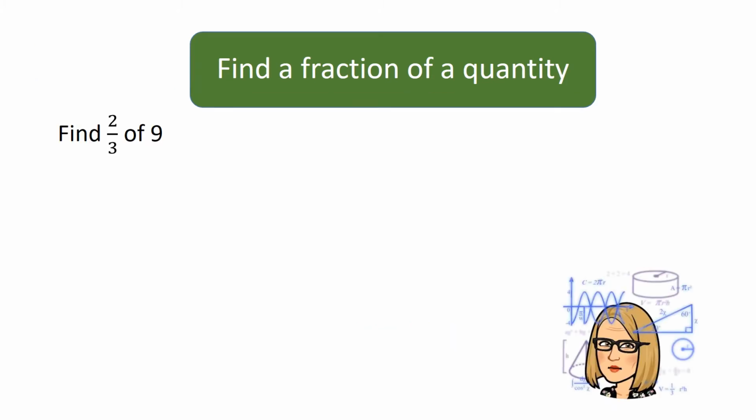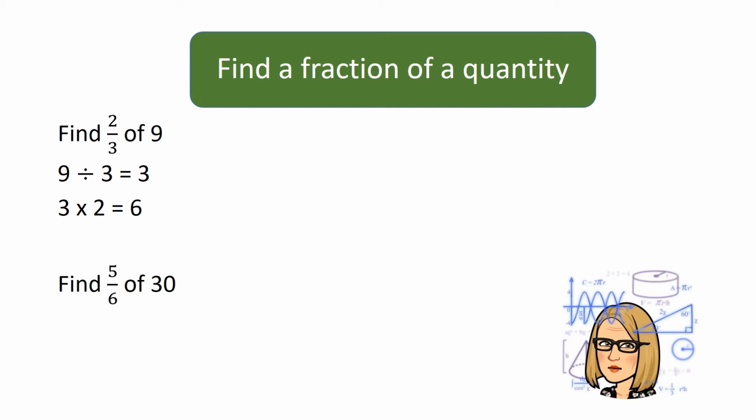Here's some for you to have a go at. You shouldn't need to use a calculator for these, but pause the video if you need to. Find 2/3 of 9. So 9 divided by 3 is 3. That shows us that 1/3 is 3. And then you do 3 multiplied by 2, which is 6. So 2/3 of 9 is 6.